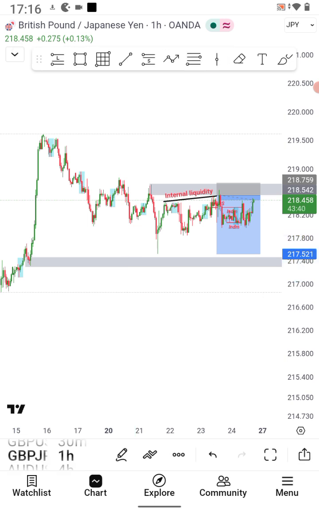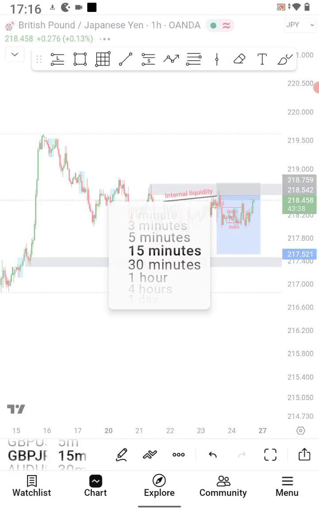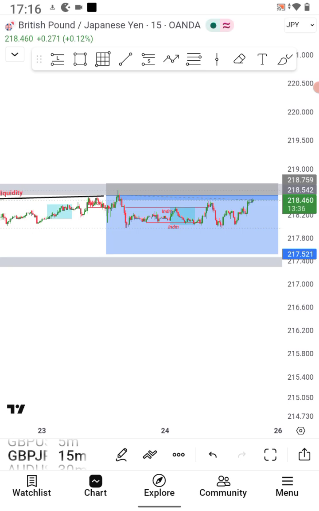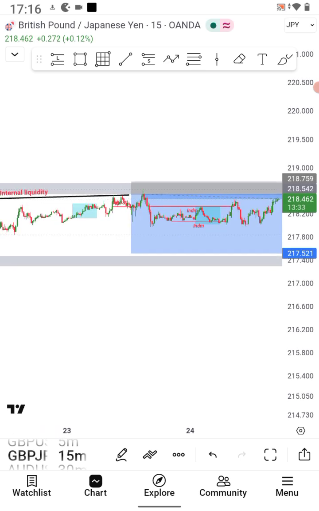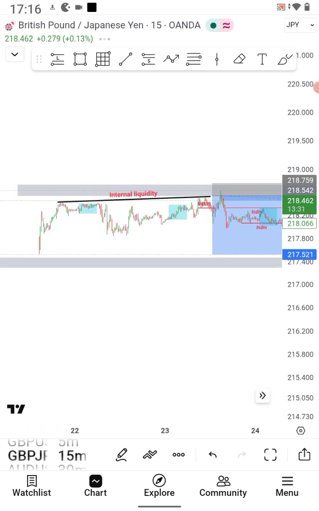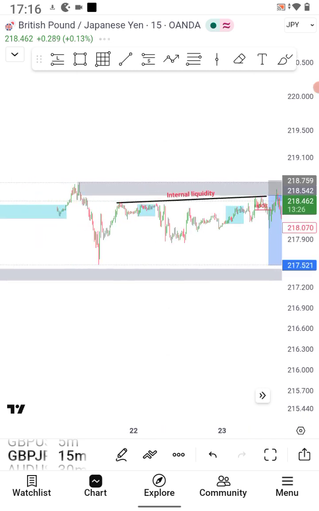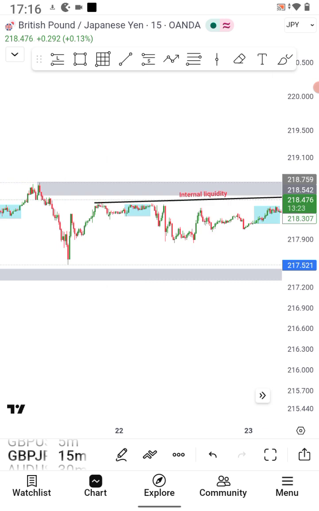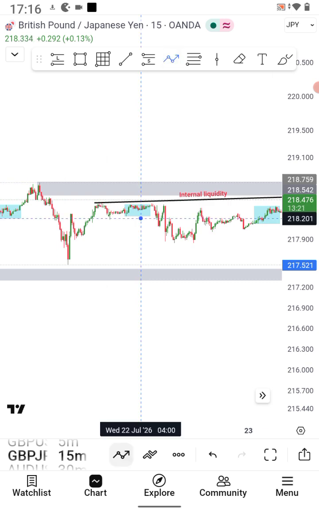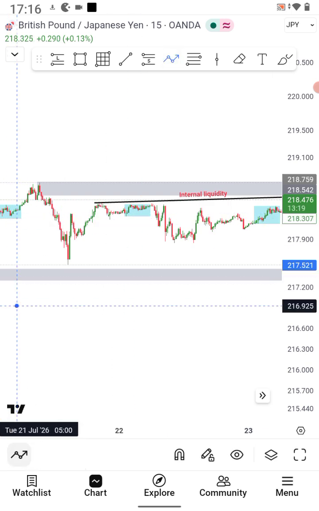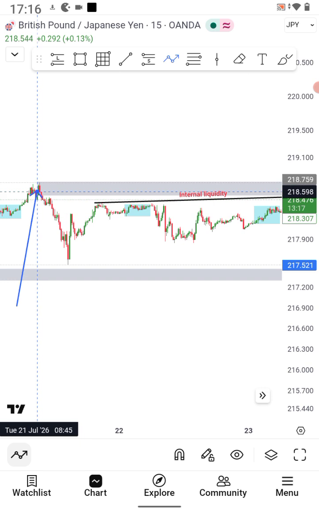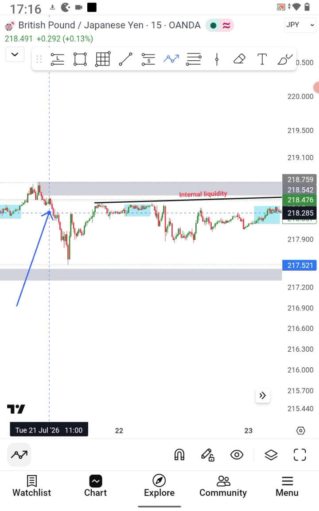I now went further to 15 minutes time frame. Let me show you what I marked. You can see this order block here that caused break of structure. It was not mitigated. Are you seeing it now?